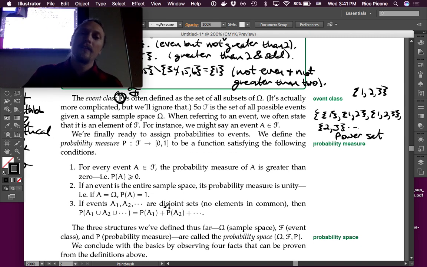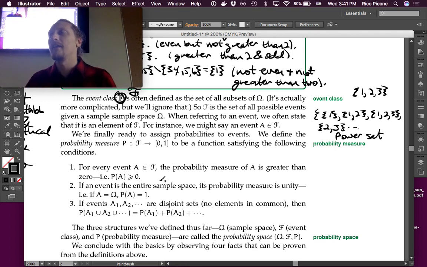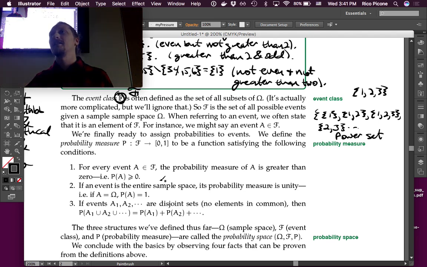For every event, the probability measure of the event is greater than 0. So if it's an event in the event class, there has to be some chance of it happening. Otherwise, it doesn't belong in the event class because the event class is only for things that could happen.